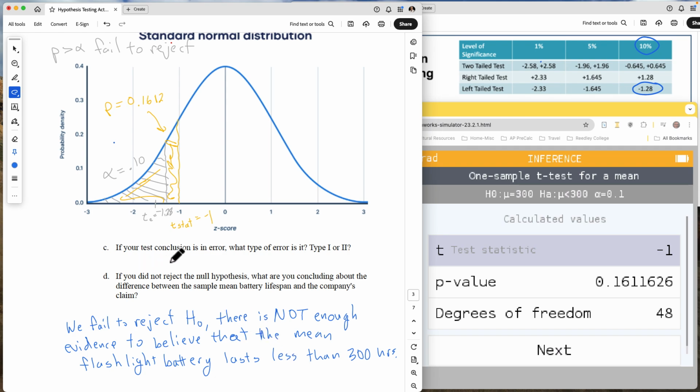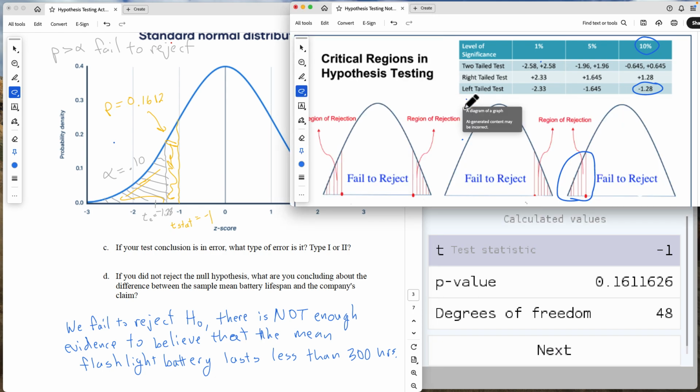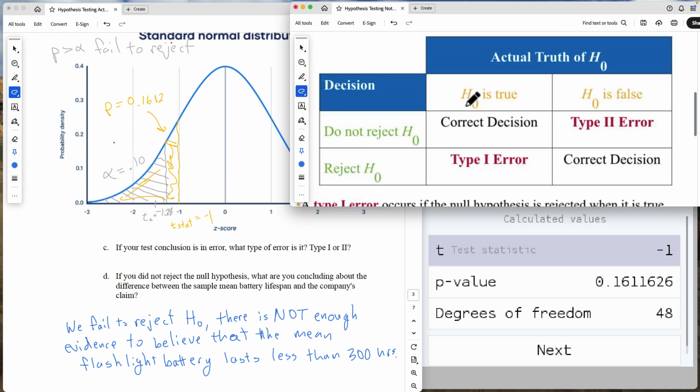So is your test conclusion, if it's an error, we don't know it, but if it were an error, what kind of an error would we have? Again, we can come back to this chart here. Since we did not reject, we failed to reject, the only type of error associated with this is a type 2 error. It means maybe the null was false. Maybe it should have got rejected, but we didn't. So that's a type 2 error.